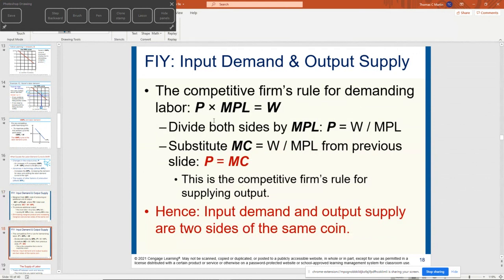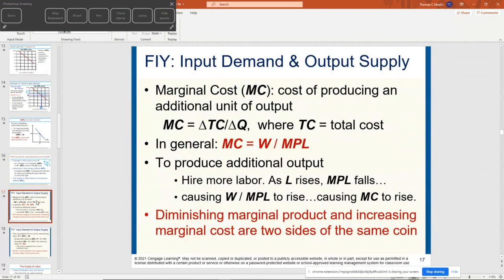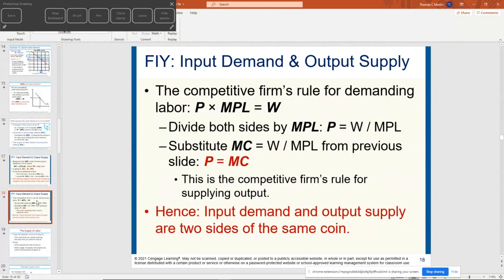The competitive firm's rule for demanding labor is price times the marginal product of labor, which tells them what they're going to be charging for that product. What they're going to be charged for that product. Because remember, they're demanding those services.